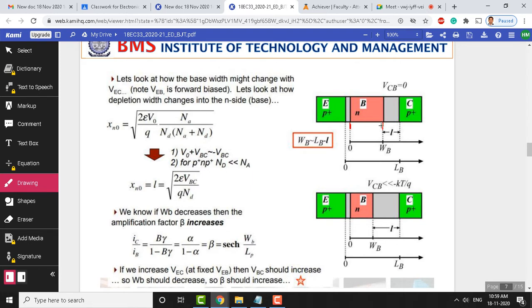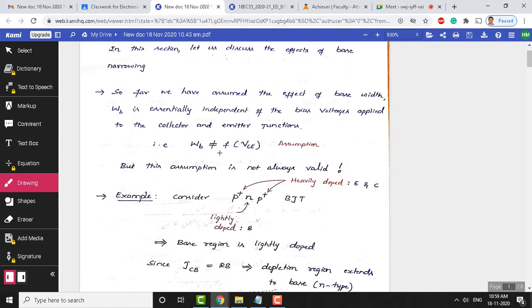Now, this WB base width, in the earlier assumption what we have done is, it is independent of the collector emitter voltage. This is the assumption we conventionally have. Okay. The base width is not a function of collector emitter voltage VCE. So, this is what the assumption happens in a normal transistor of P plus N P transistor. Okay. But the reality is this assumption is not always valid.